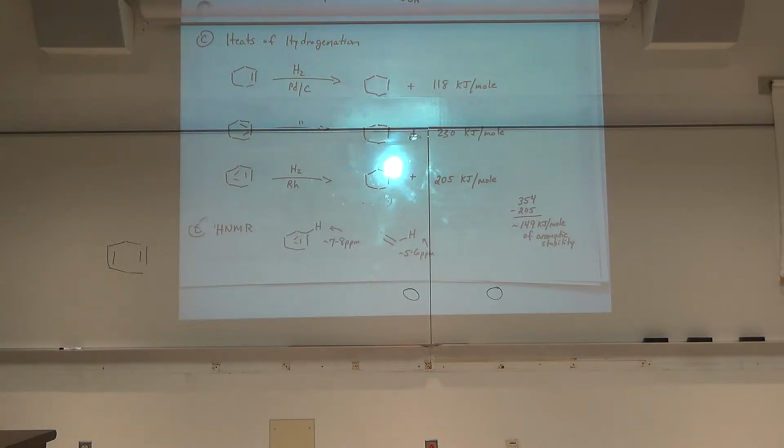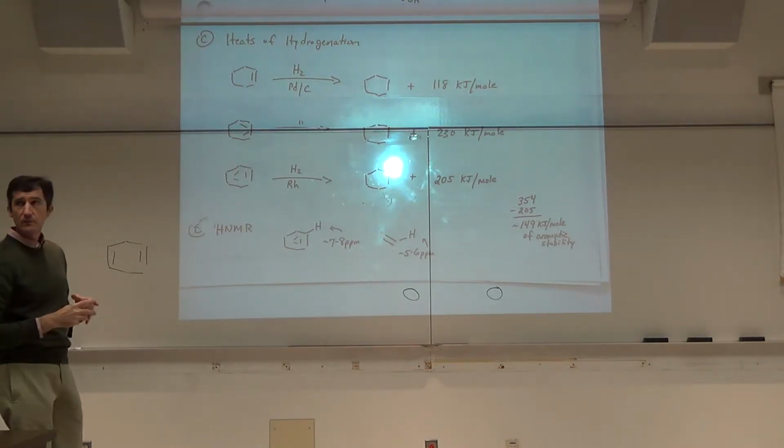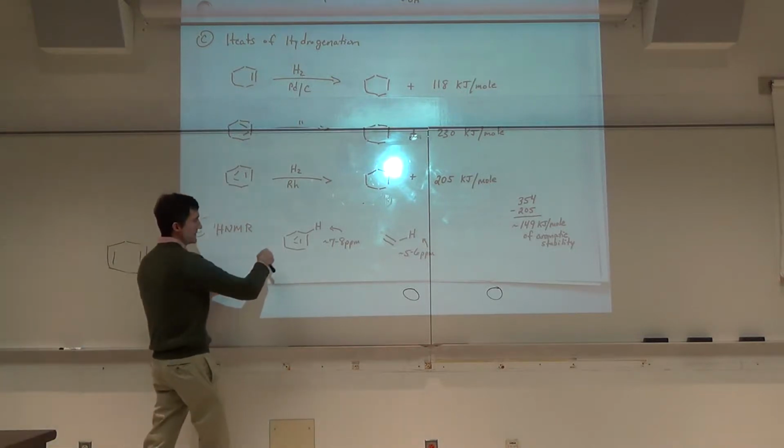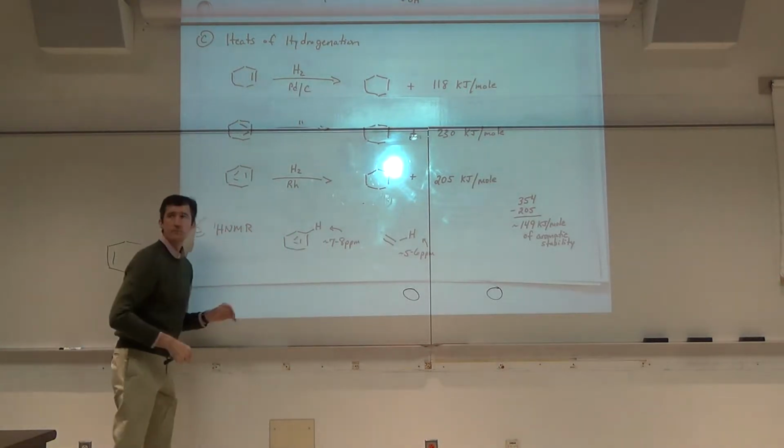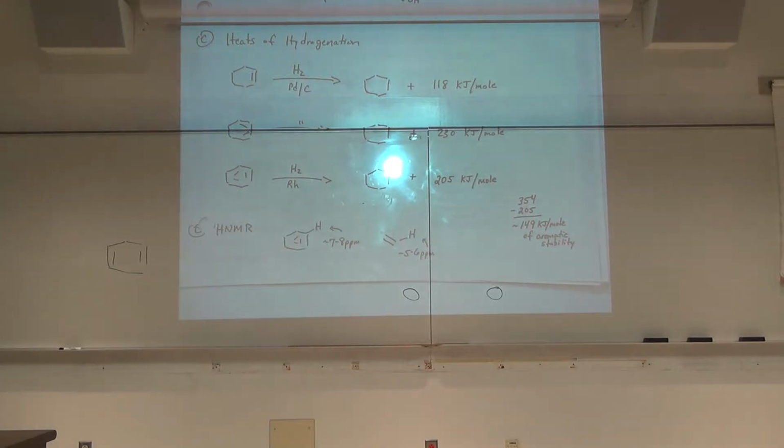Why is it more downfield? We talked about that a little bit, the anisotropic effect. There's a significant pi system here. That pi system actually acts to further de-shield the proton. There was sort of a graph where we had this type of thing going on. If you look back at the NMR packet.